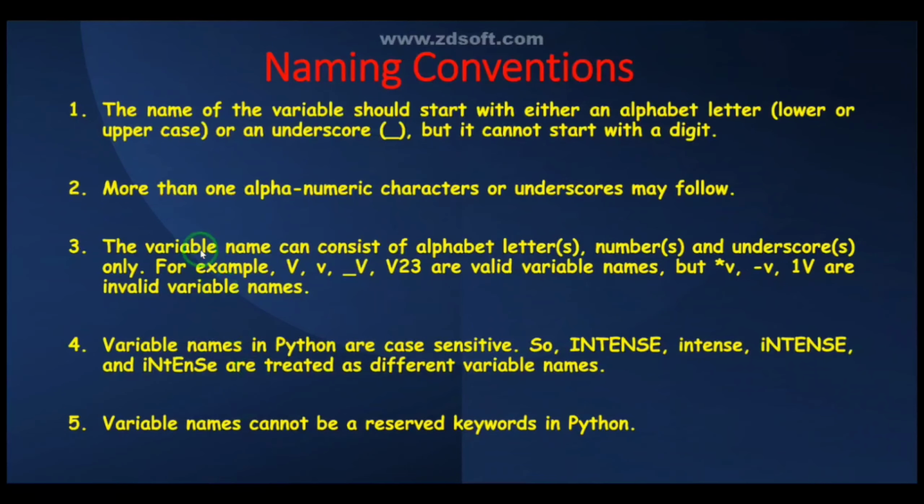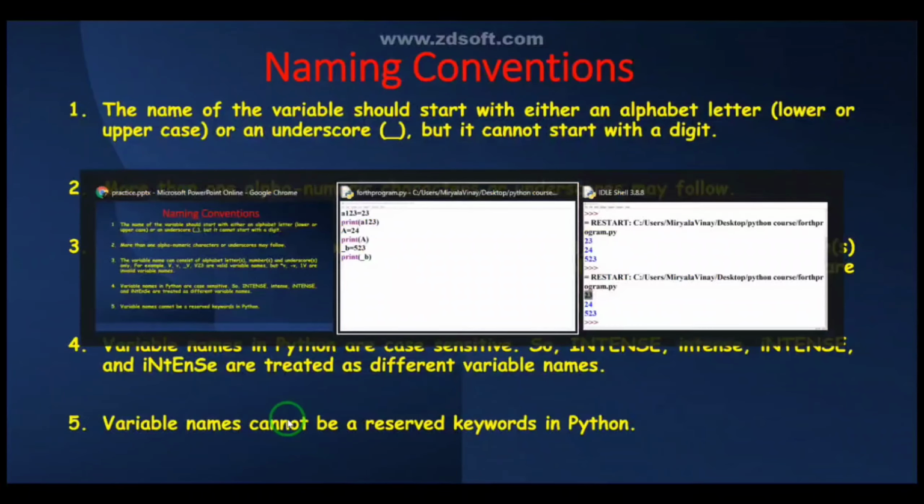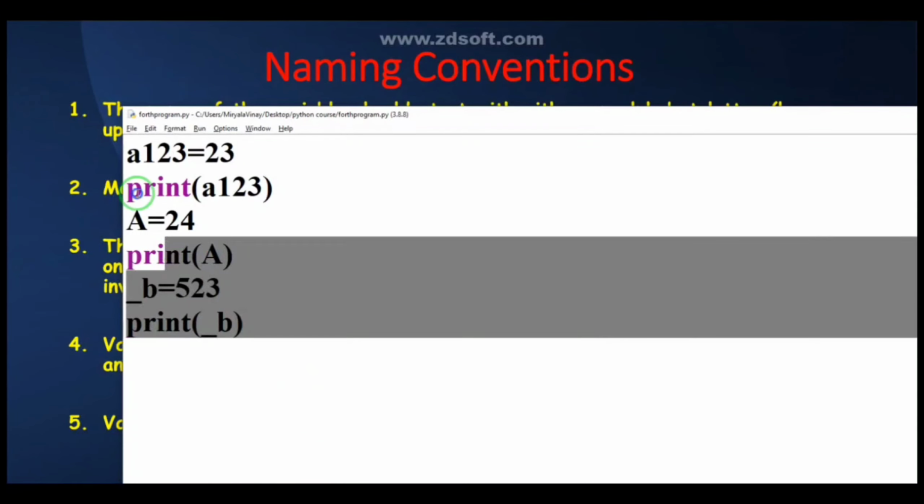Let me discuss the third point. The variable name consists of alphabet letters, numbers and underscores only. For example, capital V is valid, small v is valid, underscore v is also valid, and v23 is also a valid variable name. I have discussed all the examples regarding this. But star v, hyphen v and 1v are invalid variable names, as I told now.